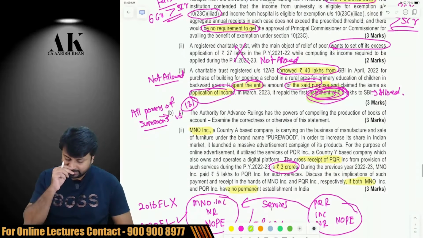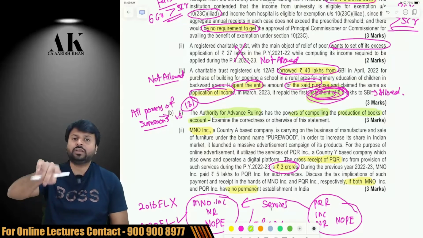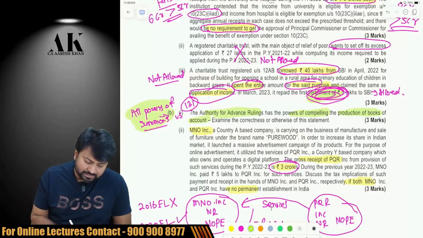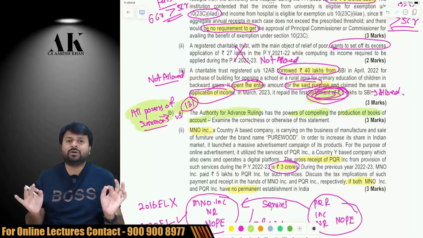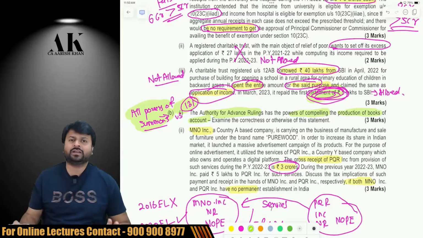Okay. Next, does the authority for advance ruling have the power of compelling the production of books of accounts? The answer is yes. The authority for advance ruling has all the powers under section 131, which are the powers of income tax authority to issue summons. That same power is there with the authority for advance ruling also.